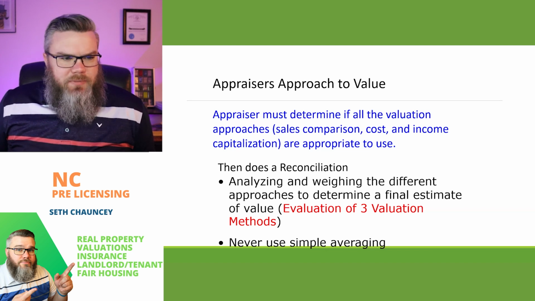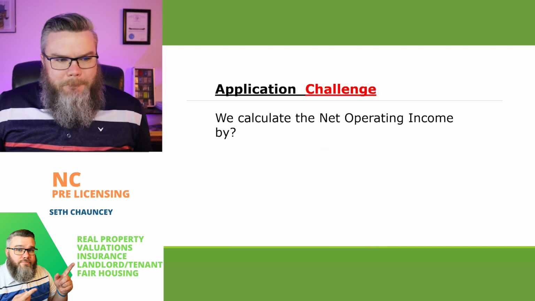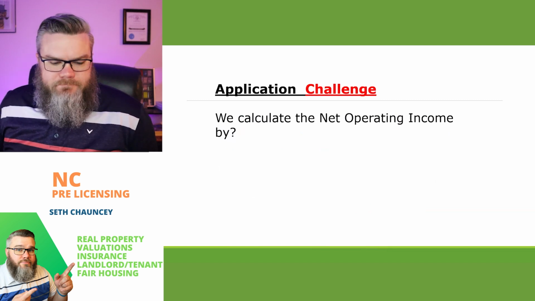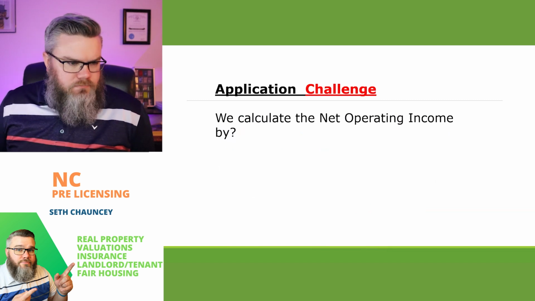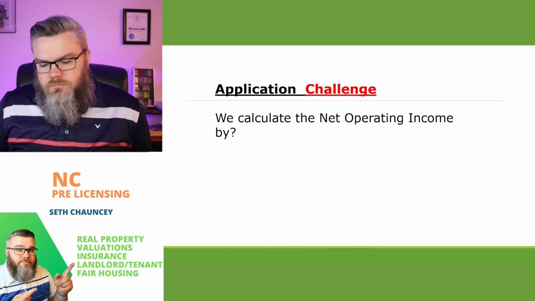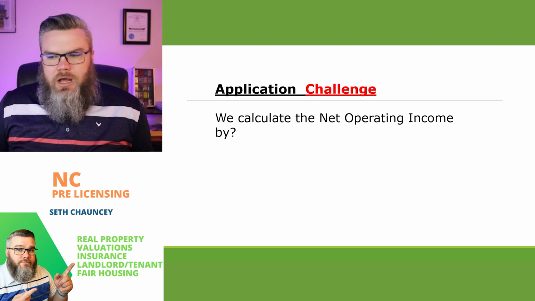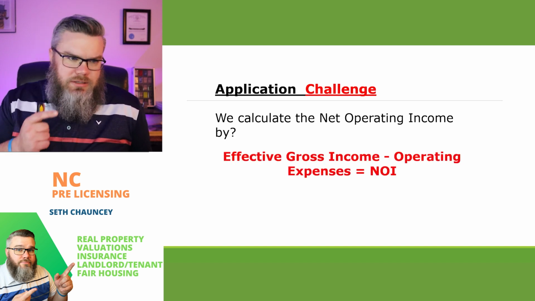So we just talked about it. How would we calculate your net operating income? Net operating income. How do we find that? Gross income minus the expenses. Effective gross income minus operating expenses. That's exactly right.